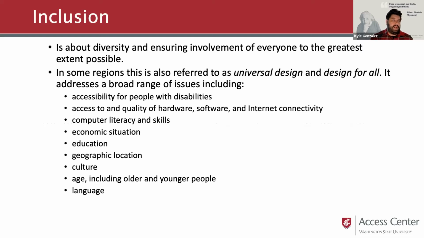And inclusion. It's about diversity and ensuring involvement of everyone to the greatest extent possible. In some regions, this is also referred to as universal design or design for all. And it addresses a broad range of issues, including accessibility for people with disabilities, access to and quality of hardware, software, and unfortunately today still internet connectivity, computer literacy and skills, economic situation, people's education, geographic location, culture, age, and language. Again, these are all factors that need to be considered in the design, development, and implementation of content.